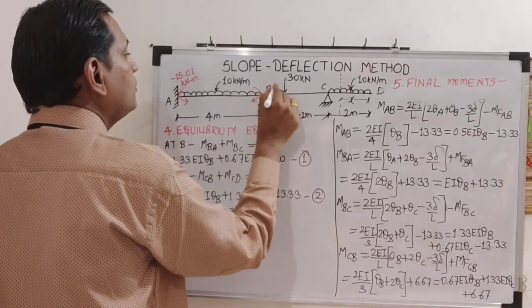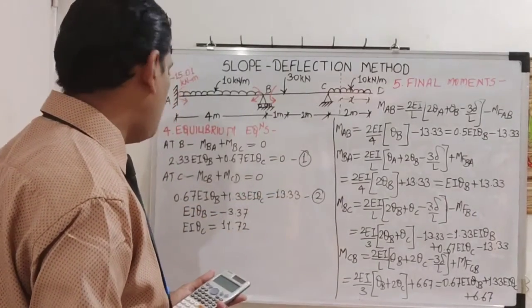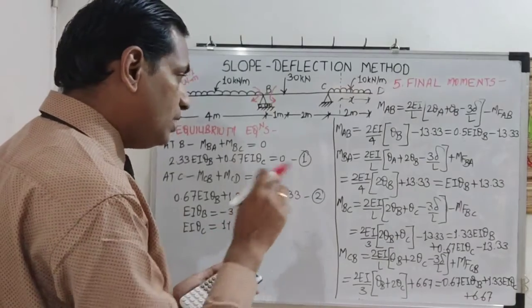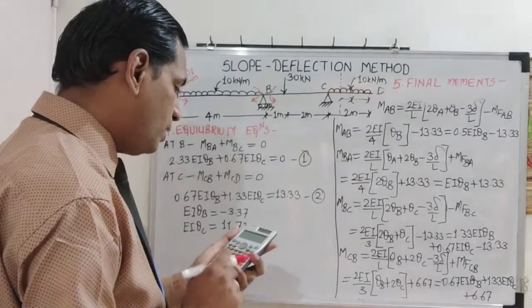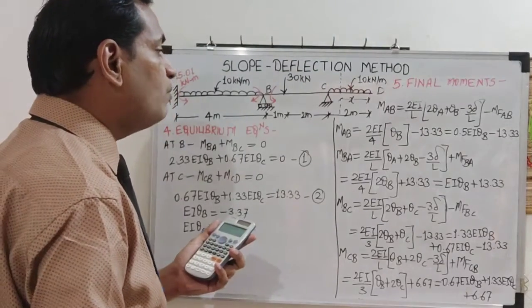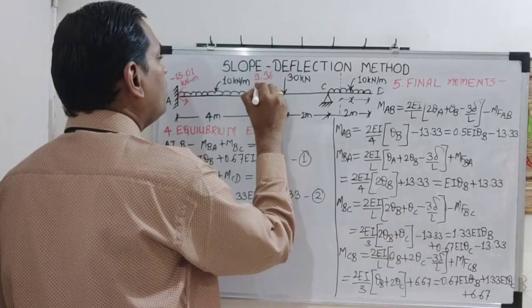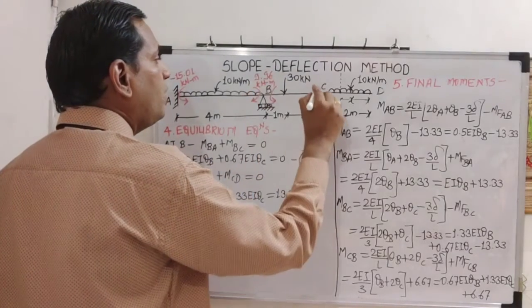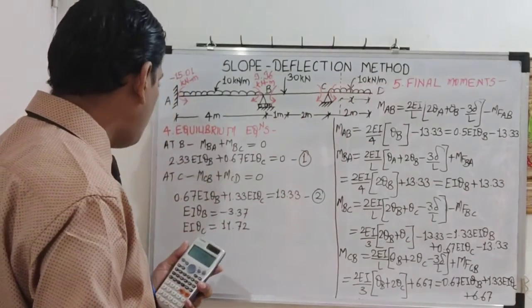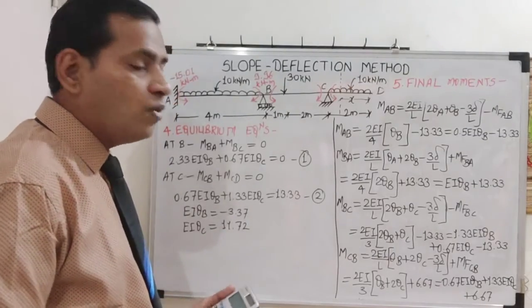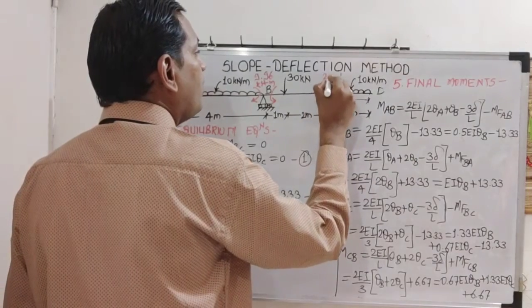Then the next two values will be equal and opposite, MBA and MBC. So EI theta B, which is minus 3.37, plus 13.33. So that is 9.96. Then MCB and MCD will also be equal and opposite. Now MCD we already know is minus 20. So MCB has to be plus 20. That's it.